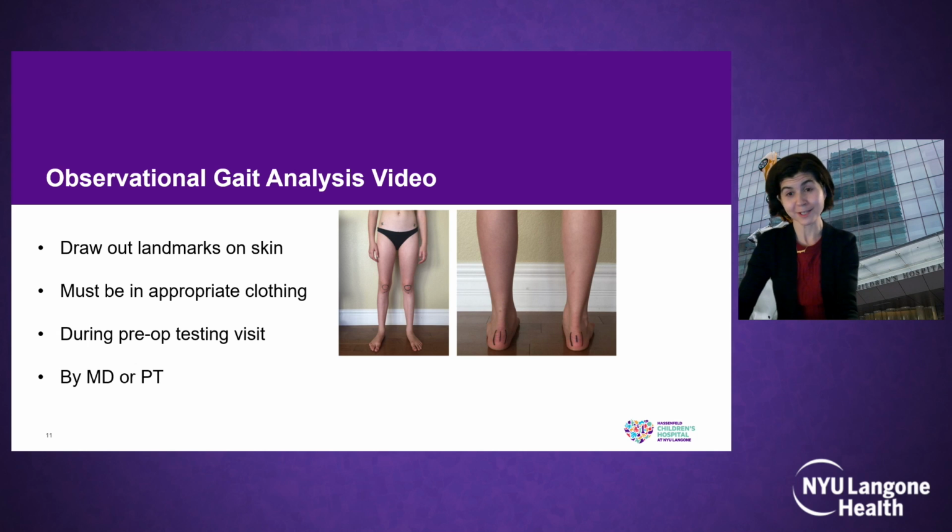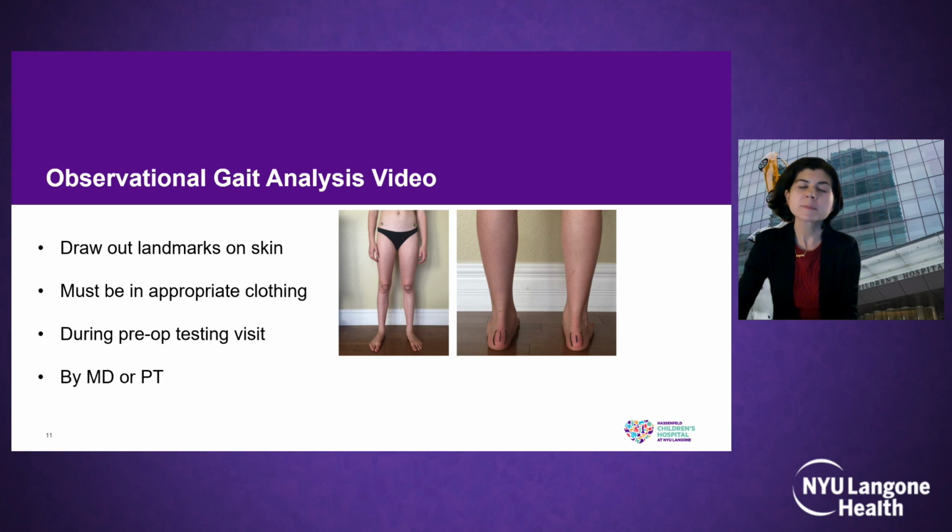So ideally, for an observational gait analysis video, provided you have a private area, you can do this. Again, most patients above the age of 3 or 4 are not going to want to walk in their underwear in the hallway, right? So you can draw out landmarks on the skin. If you were to do this in a formal gait lab, you would have stickies or electrodes that go on different areas, but you can draw them out with a magic marker.